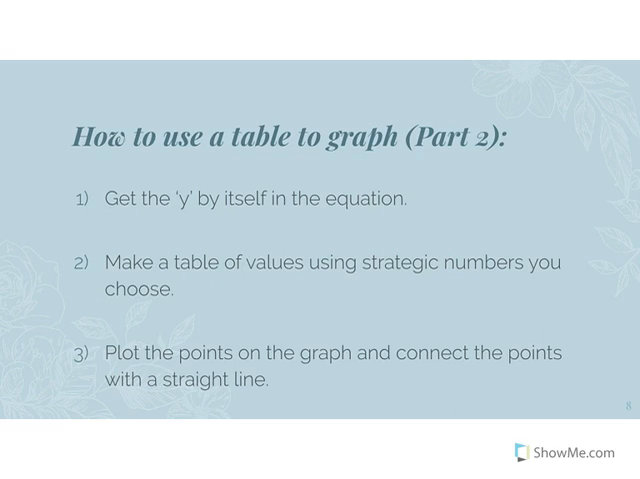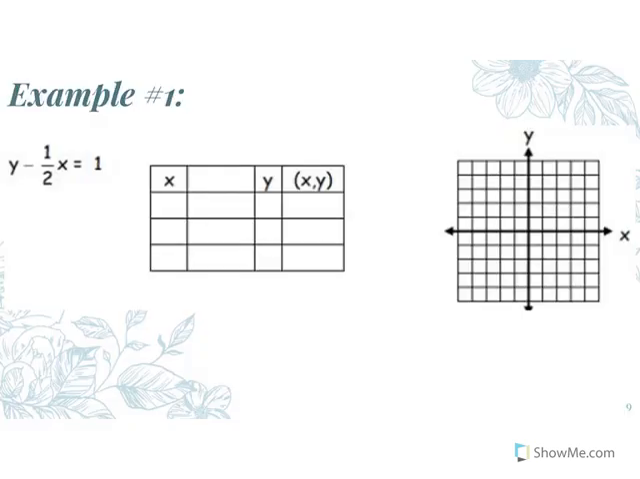So, how to use a table to graph part 2. You're going to get the y by itself in the equation still, and then make a table of values using strategic numbers you choose. So this time you're going to be choosing your values instead of always doing negative 1, 0, and 1. Then you're going to plot the points on the graph and connect the points to create a straight line. So for our example, we only have 2 examples for this one.